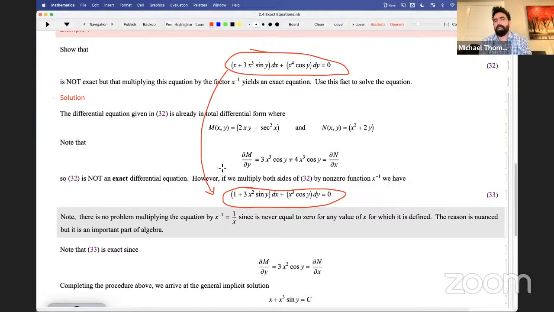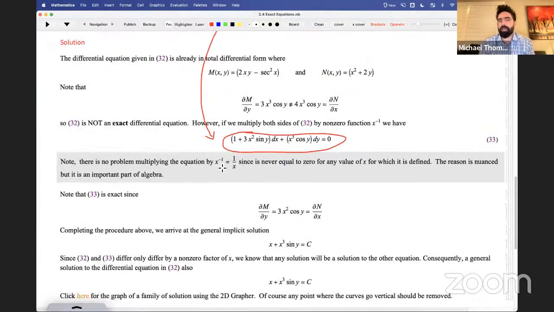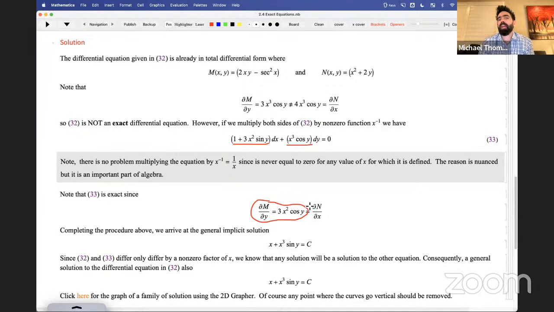Okay. All right. So now it turns out that this equation is exact. Now you can test for exactness. This is your new M function, and that's your new N function. And if you take the partial of M with respect to y and the partial of N with respect to x, right? That's M and that's N. It ends up working out this time. So now this equation is exact.